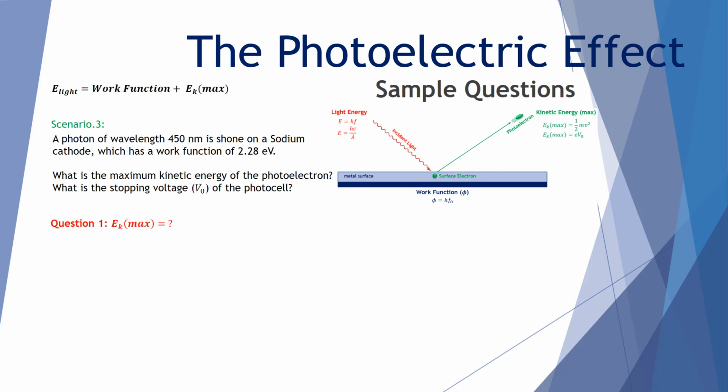Scenario 3, a photon of wavelength 450 nanometers is shone on a sodium cathode, which has a work function of 2.28 electron volts. 2 questions: what is the maximum kinetic energy of the photoelectron, and what is the stopping voltage of the photocell?